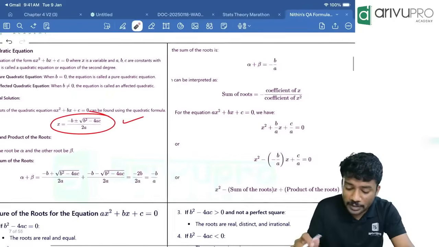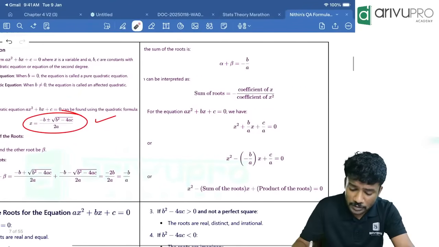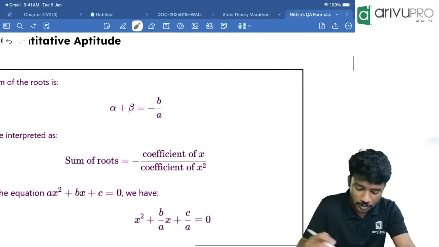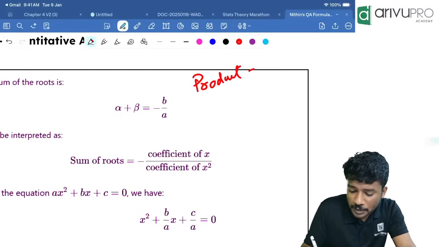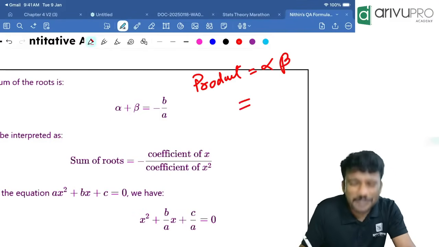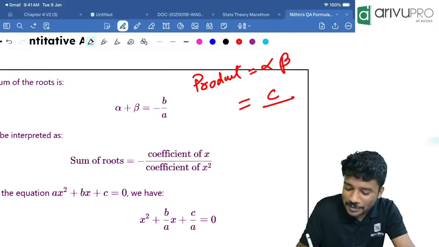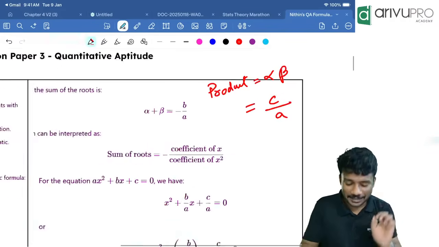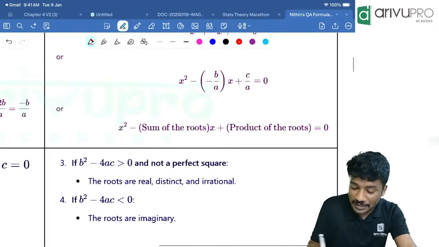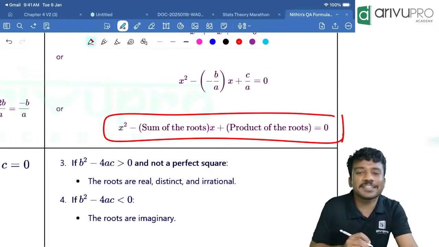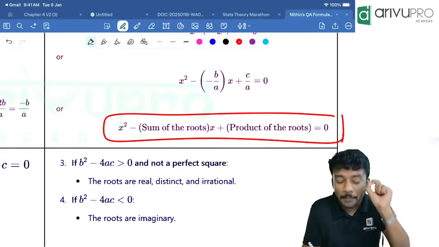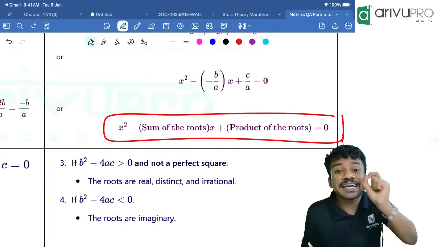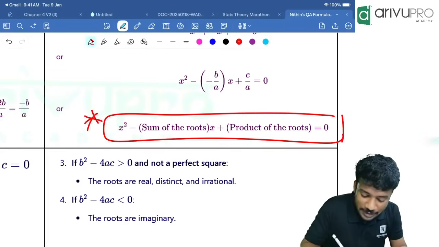Then what is product of the root? Product of the root is nothing but alpha beta, which is equal to what? Constant term divided by coefficient of x square. Then in general, we can always create a quadratic equation using this formula: x square minus sum of the root into x plus product of the root. That is very important. This formula is very important.